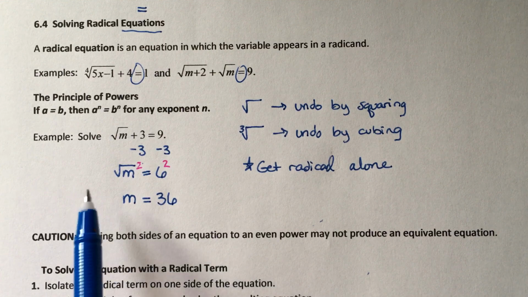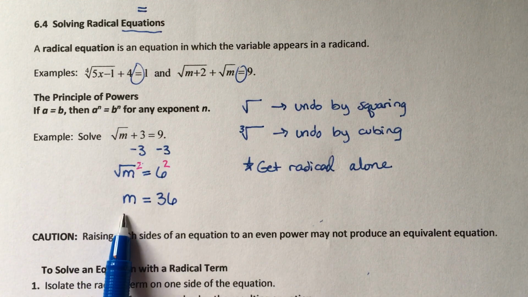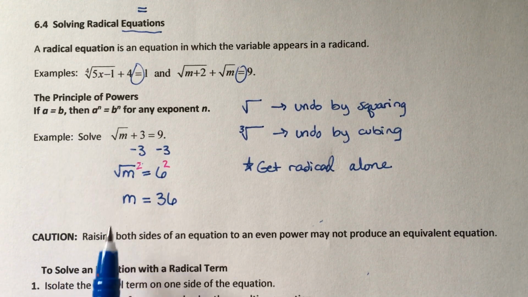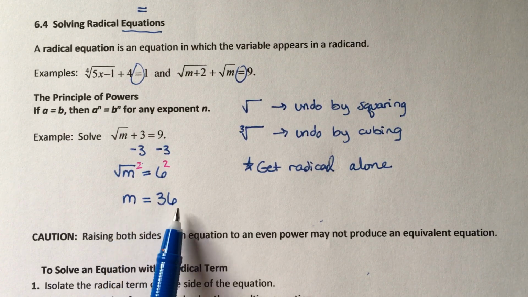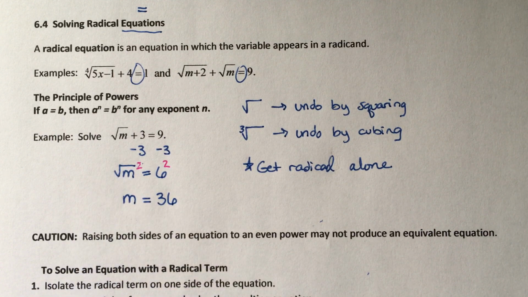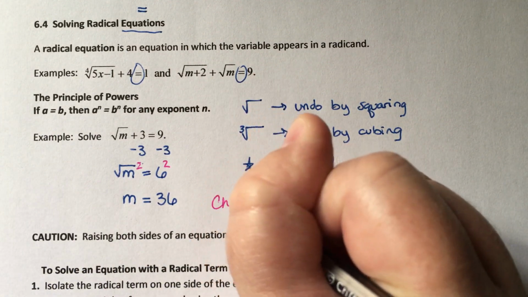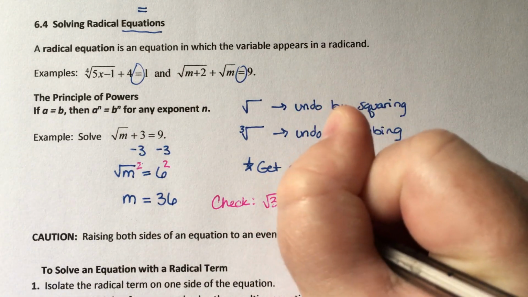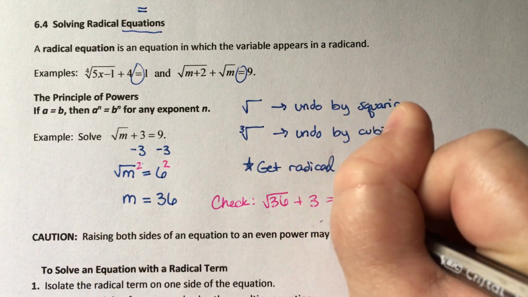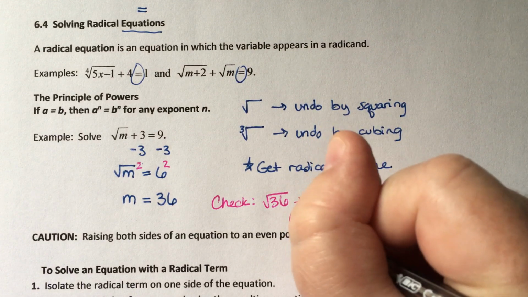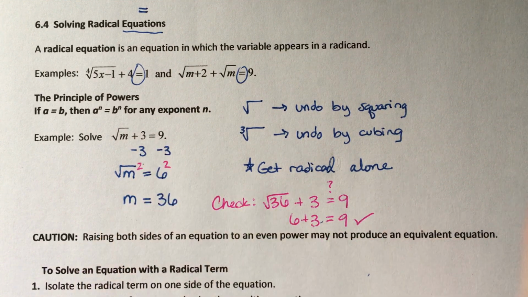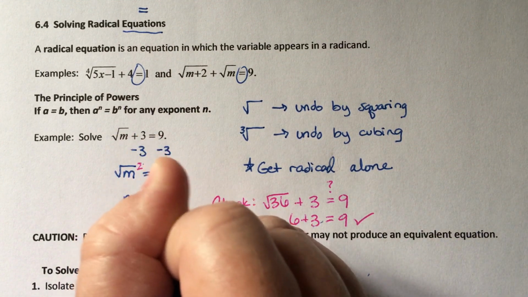So great, we solved for m, because solve always means get the variable alone on one side of the equals. But with the principle of powers, we have to check our answer. We could get what's called an extraneous solution, meaning even though we did all our steps right, this answer at the end might not make the equation true. So we do need to check always on these. Checking's not hard. You just plug it into the original equation. So square root of 36 plus 3 equals 9. That's what I'm checking. 6 plus 3 equals 9 definitely checks out. So we do have the correct solution, and we could even put it in curly brackets as a solution set.